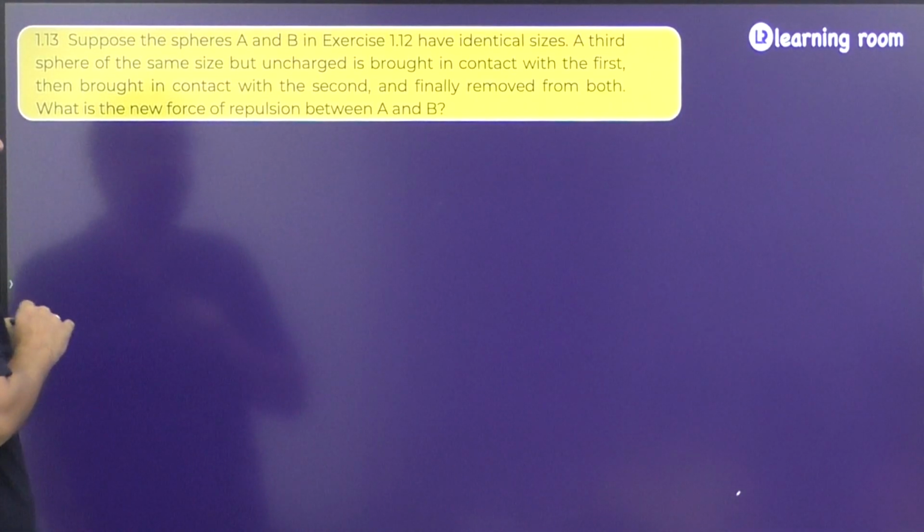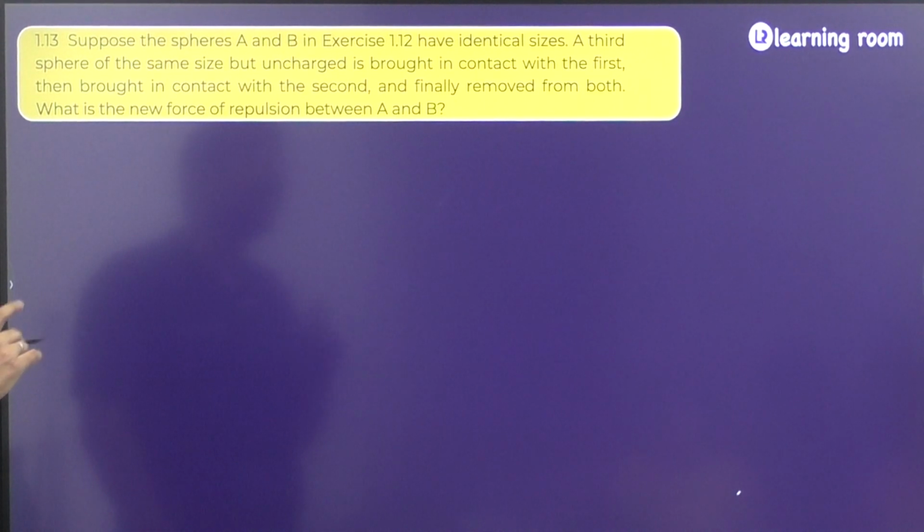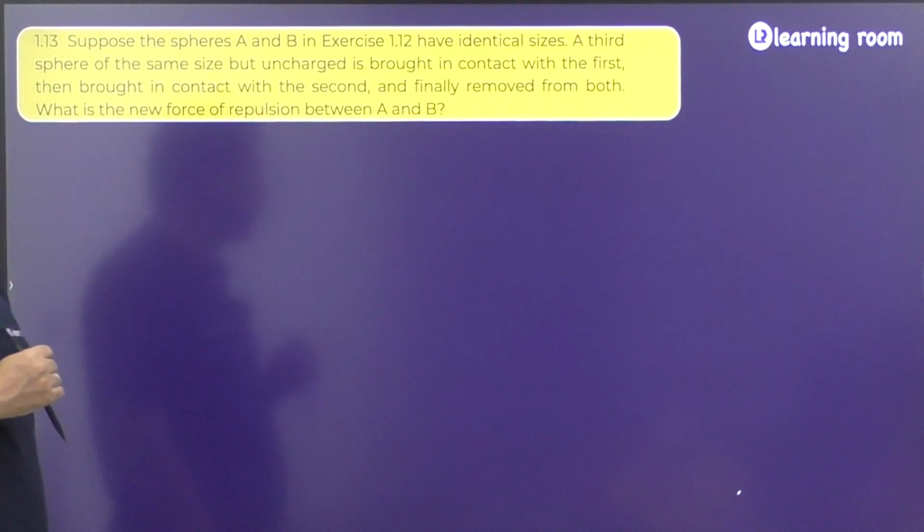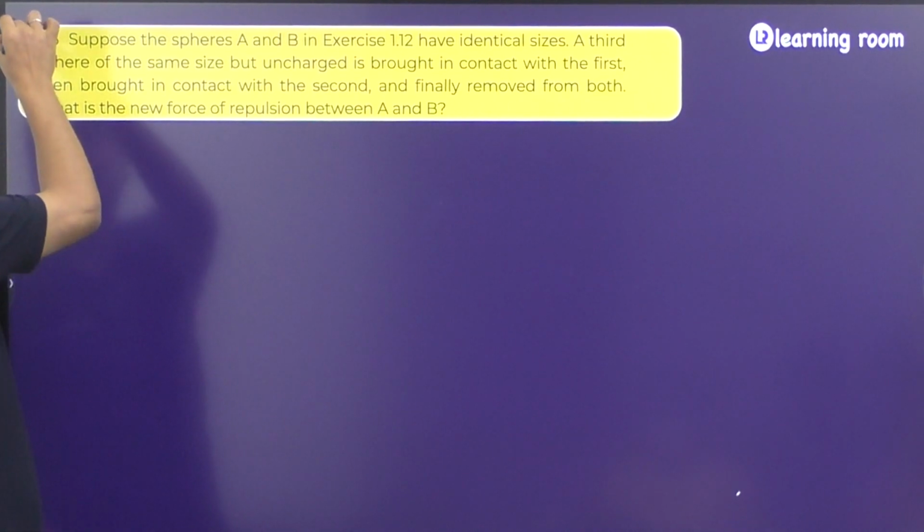Suppose the spheres A and B in exercise 1.12 have identical sizes. A third sphere of the same size but uncharged is brought in contact with the first, then brought in contact with the second, and finally removed from both. What is the new force of repulsion between A and B? This is an important question.